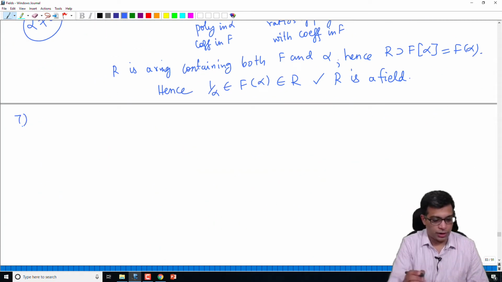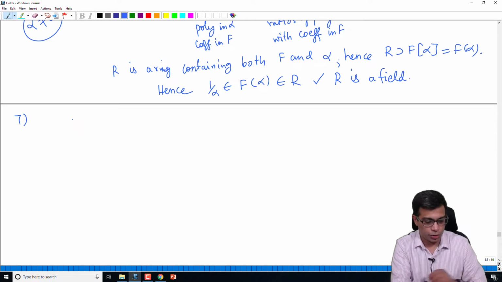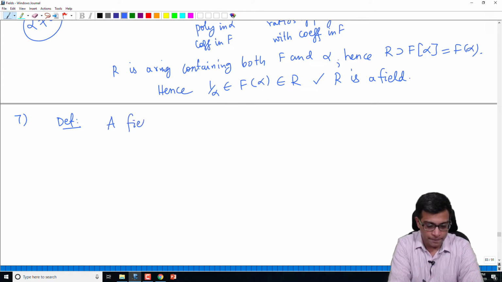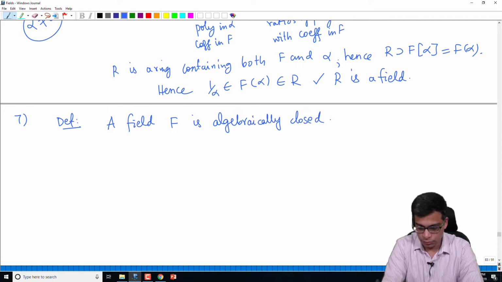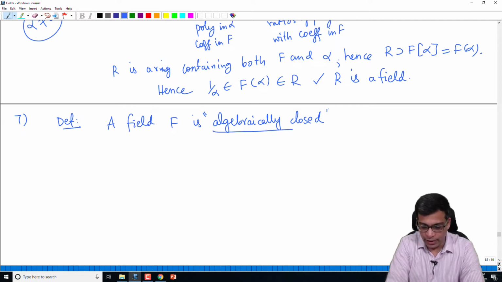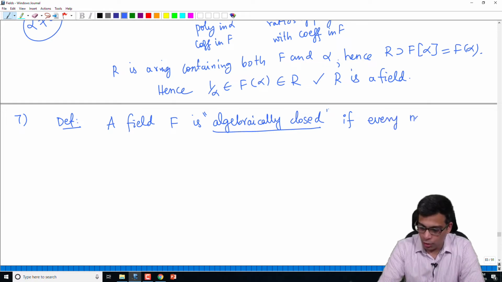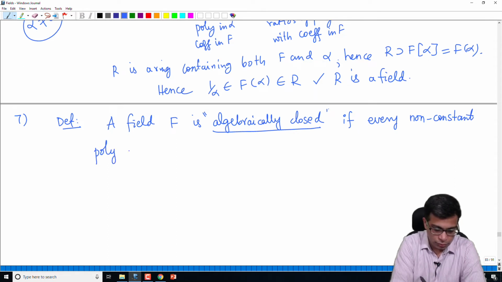Now a nice definition. I didn't have time to discuss such fields in this course, but this is an important notion of fields. It is called an algebraically closed field. So this is the terminology. A field F is algebraically closed if every non-constant polynomial in F[x] has a root in F.